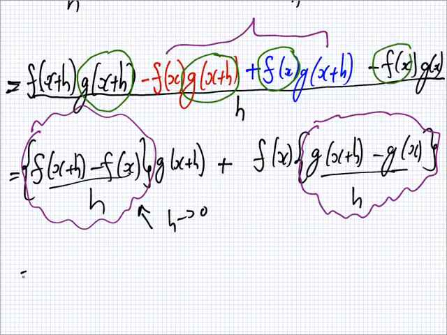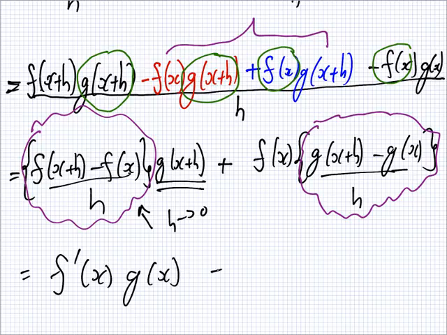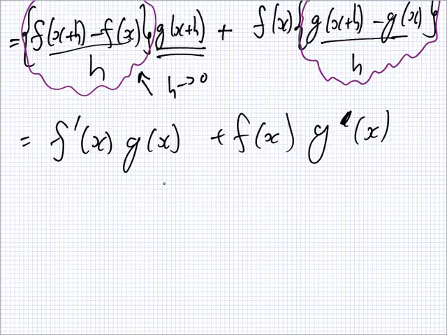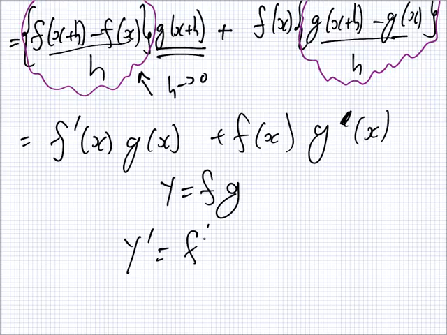So this now becomes the derivative of f. And what does this piece become? That's just gx. And this is fx. And this is g derivative x. So we've done it, we've made a formula here. This is it. So we can write it a little bit shorter. We can say, when y equals f multiplied by g, its derivative will be f derivative g plus fg derivative. This is the product rule.